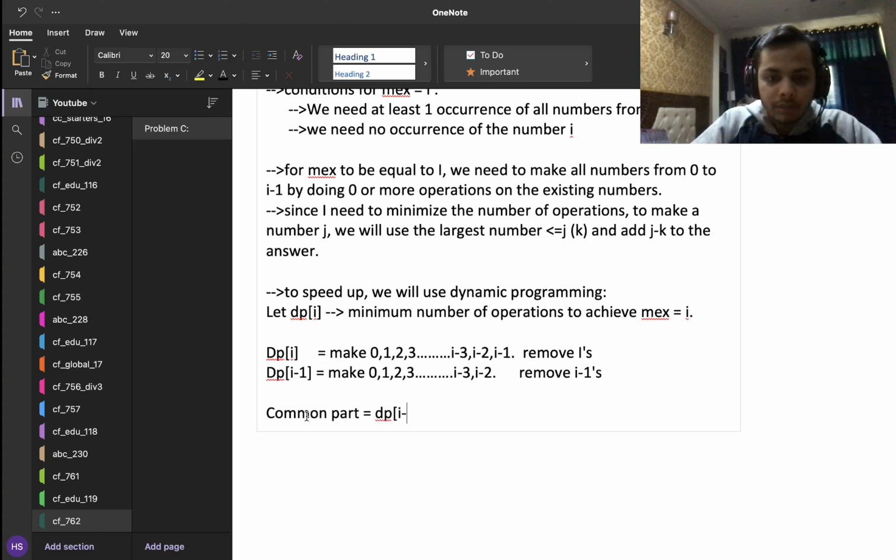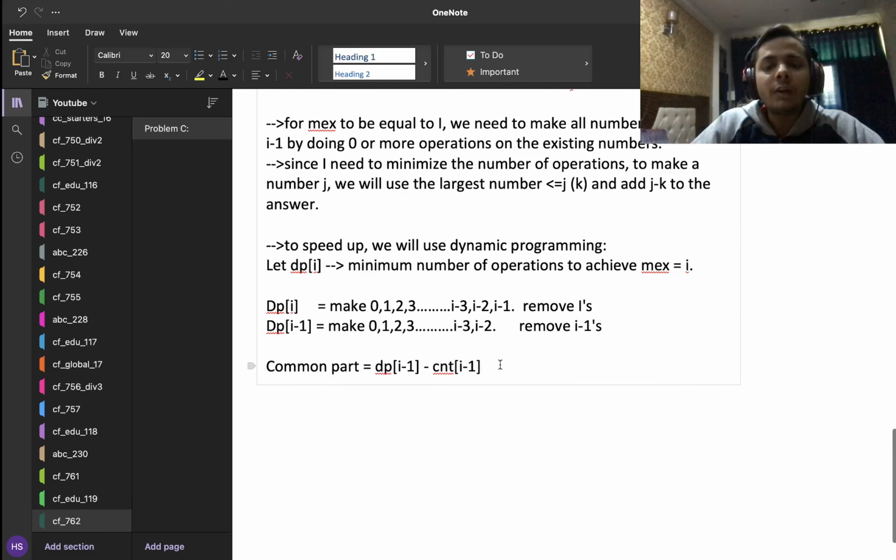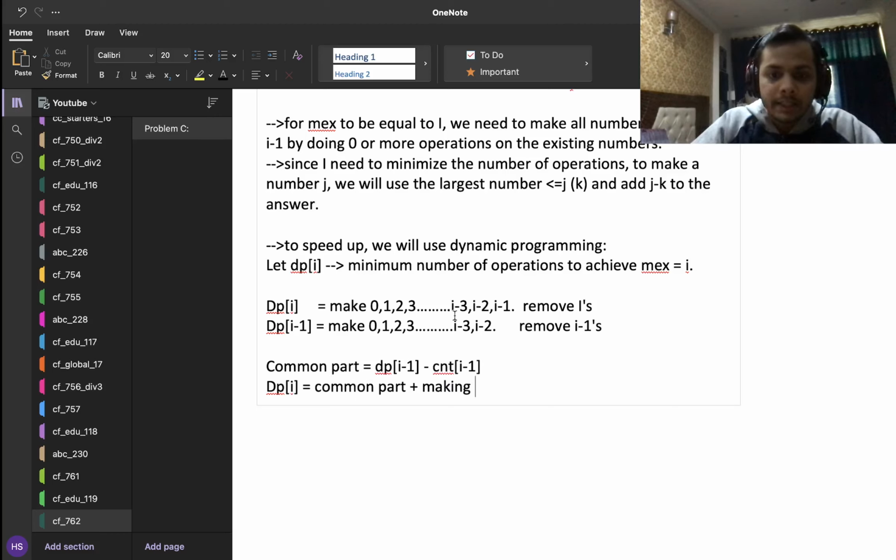So the common part is equal to dp of I minus 1 minus the number of operations required to remove all the I minus 1s, and that is nothing but the count of I minus 1. Count of I denotes the total number of occurrences of I. So the common part is dp of I minus 1 minus count of I minus 1. So once I have removed count of I minus 1s, I am left with the common part. Great. Now dp of I is equal to common part plus making I minus 1 plus removing I's, right?